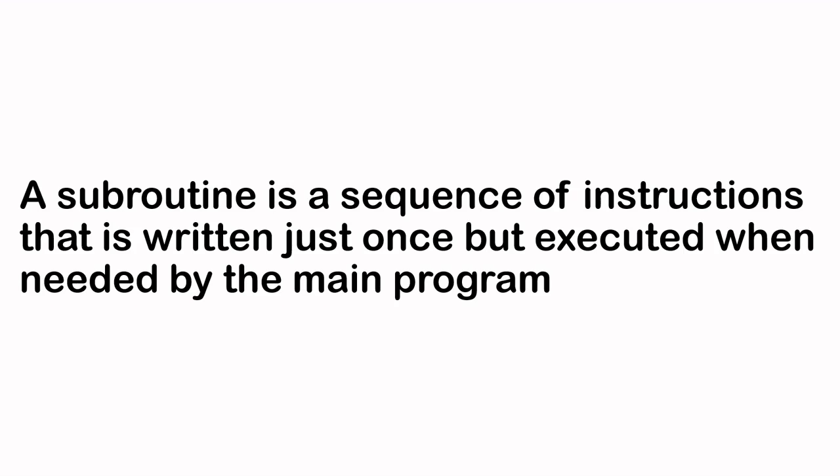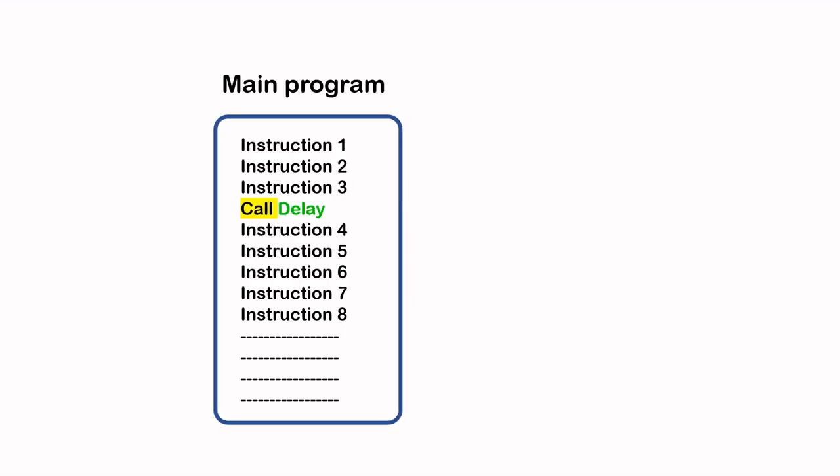Now, before I get into the details of the delay subroutine, let's take a brief look at what a subroutine is. A subroutine is a sequence or a group of instructions that is written just once, but executed when it is needed by the main program. Let's see how this works with this diagram here. So here I have a main program with some instructions, and there is a call to a delay subroutine. This call is an ATmega328 instruction.